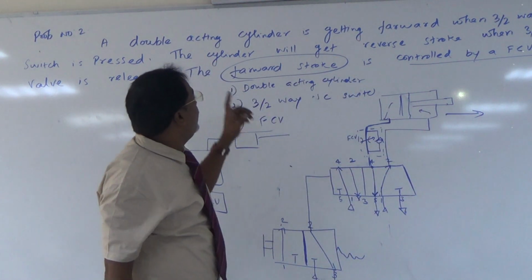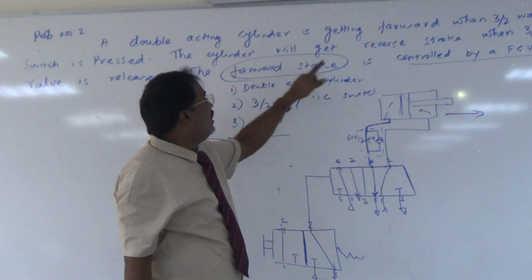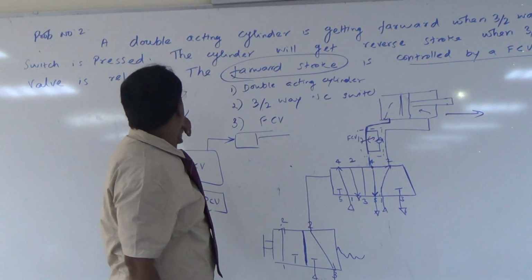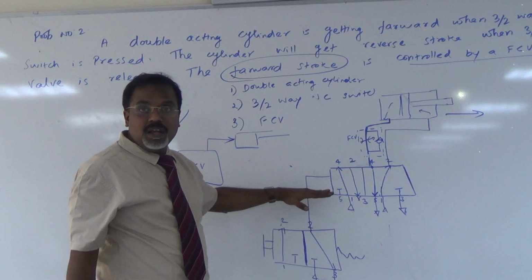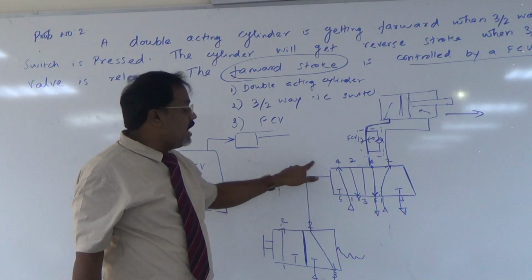Then what will happen? The reverse stroke, the cylinder will get reverse stroke when the 3x2 valve is released. If I am releasing this, air will be stopped. The air will not go here.